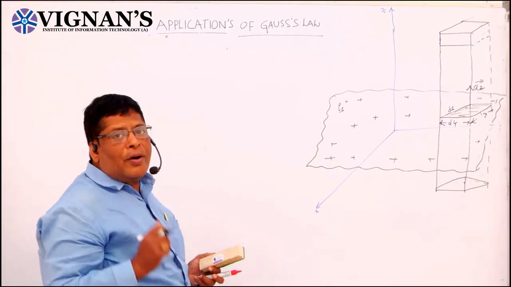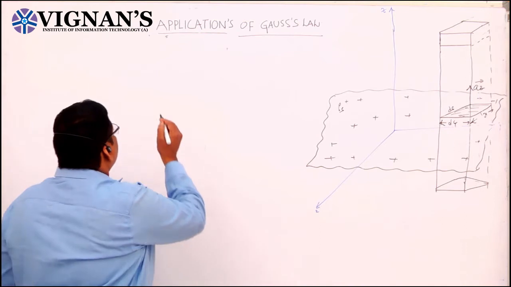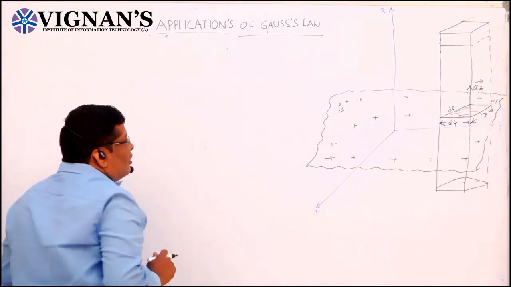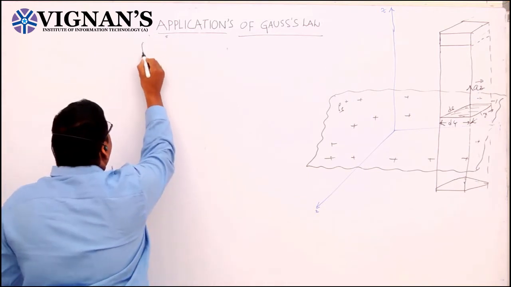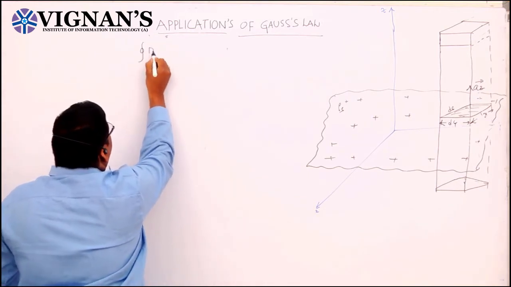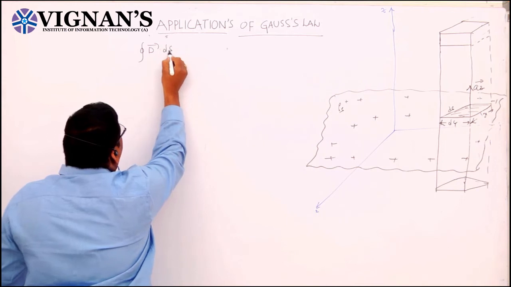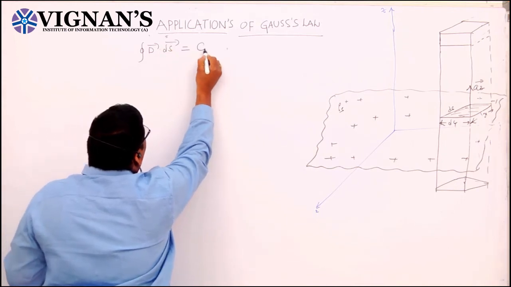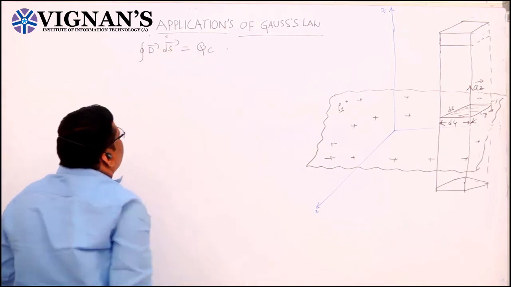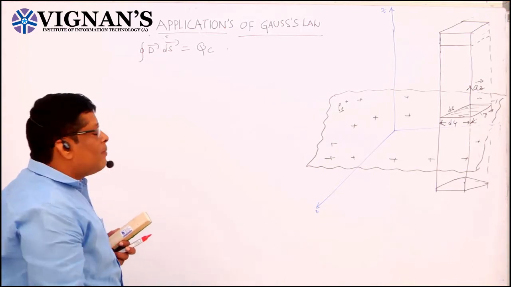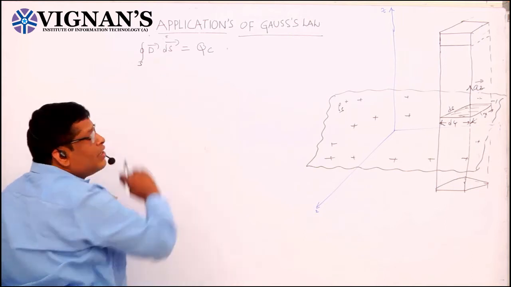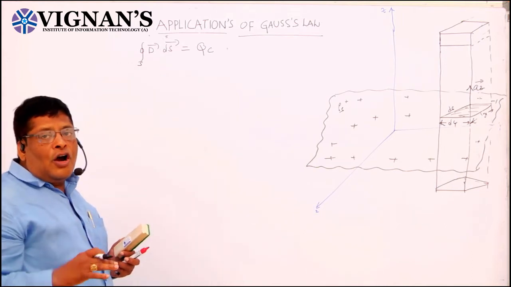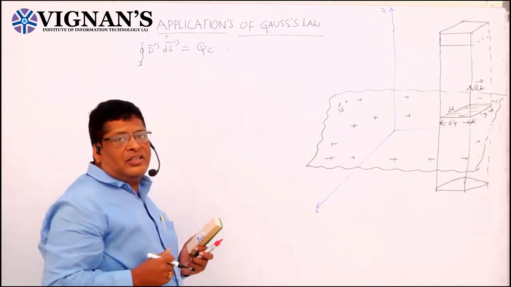Now we are going to apply Gauss law. Gauss law states that the amount of flux leaving the Gaussian surface, represented as the surface integral D bar dot ds bar, equals the charge enclosed by the Gaussian surface. This surface integration represents how much flux is leaving the Gaussian surface.